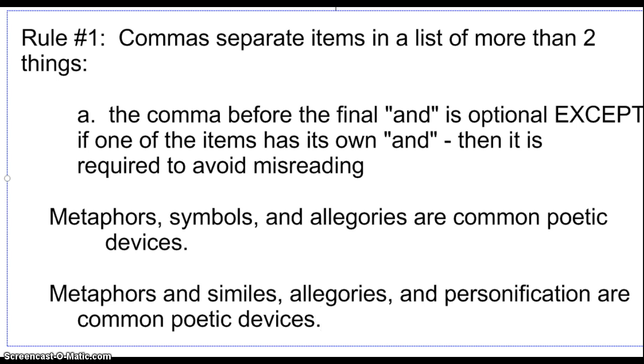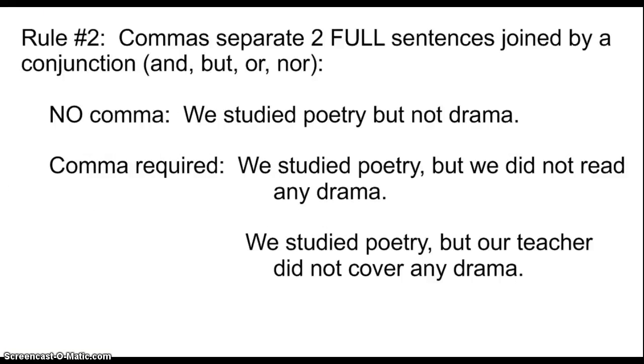And finally, the items in the list can be anything. In these example sentences, they're nouns, but they can be anything. Adjectives, they can be long phrases, they can be verbs, anything. As long as they constitute a list, then this rule will come into play. Rule number 2 is commas that separate 2 full sentences joined by a conjunction, the 4 conjunctions and, but, or, nor.